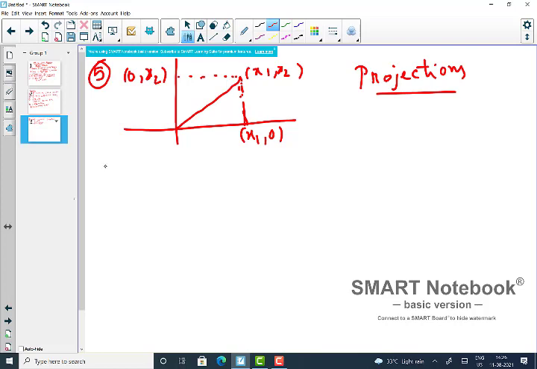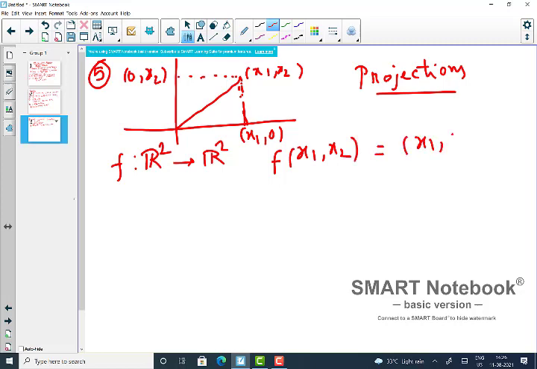These projection maps are also linear. So let me write down R2 to R2, or R2 to R also, doesn't matter. Let me write it as x1, x2, and the image is x1, 0. This is the projection on the x-axis, and another one is 0, x2. So these are also linear maps, and the proof is very simple. I am not writing it. You can check this at home.